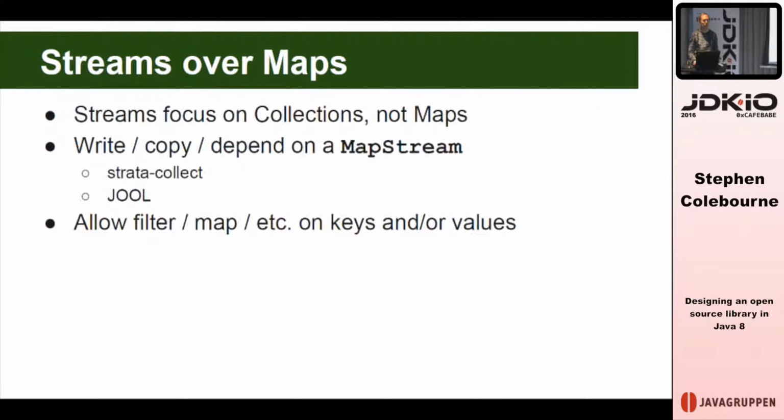But it would be nicer if there was an actual interface called MapStream. So in Strata, we've written a MapStream. There's also one in Joule, and I'm sure there are other ones out there. Basically, they wrap up the existing Streams API in something that better handles maps for you. And if you are going to use the Stream API with maps, you'll find it a lot easier and a lot more pleasant to use if you have a map stream of some kind. Either copy it or depend on it.